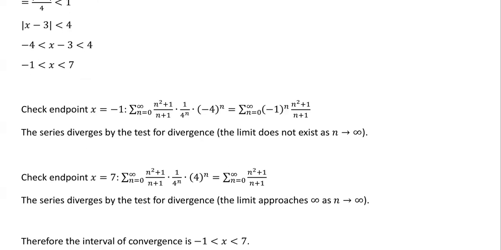So -1 less than x less than 7. So here's an example of a power series that does not converge at either of the endpoints, versus the other 2 problems that I filmed, I think it was like 9 and 10 or something like that, in which one of them converged at both endpoints, and in the other one it converged at one endpoint but not the other. So here's one where it doesn't converge at either endpoint.